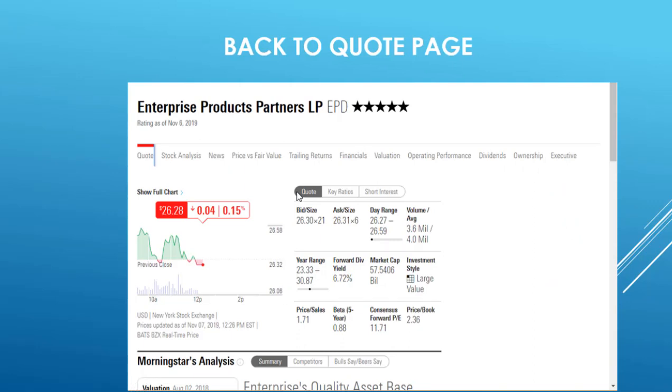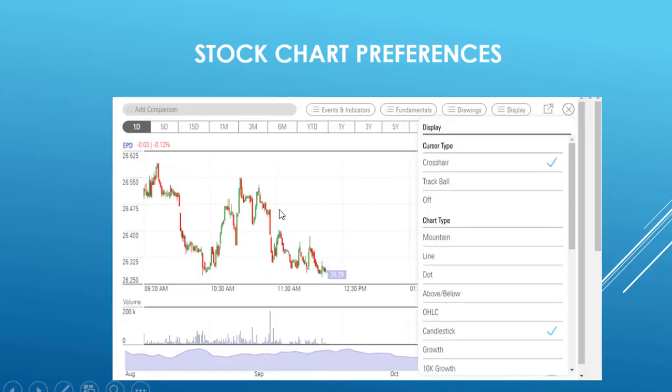Well, let's go back to the quote page. There's other information available on the fundamental analysis side, which we won't take a look at this time. Once again, I refer you back to the video on fundamental analysis using the Morningstar method. So we're back to the quote page. Let's take a look at the price chart of this company. We can click on this little feature here, show full chart, and that takes us to the charting system. We can look at 1 day, 5 days, 15 days, 1 month, 3 months, 6 months, year to date, 1 year, 3 year, 5 year charts.